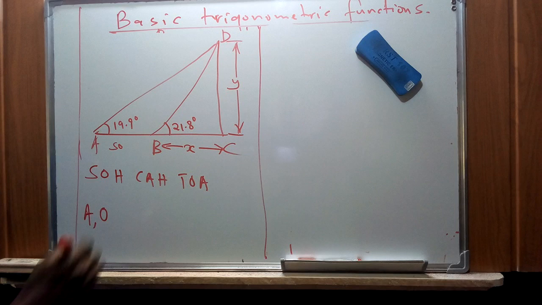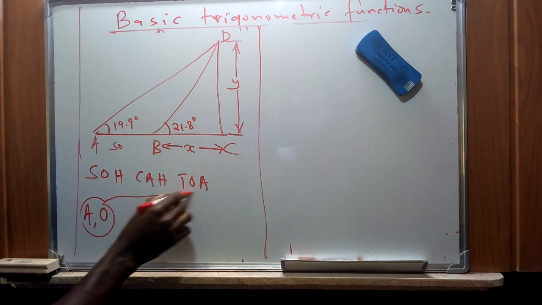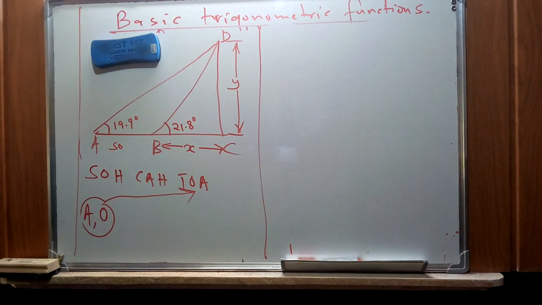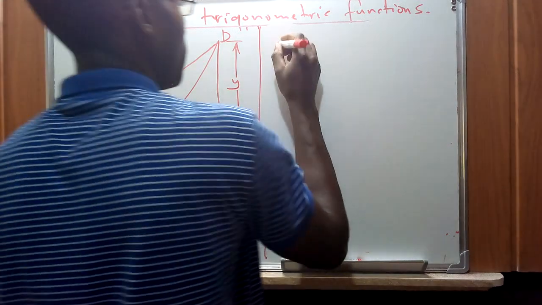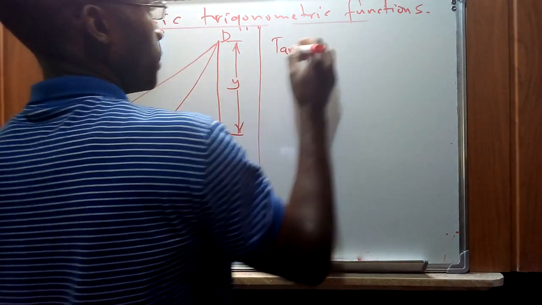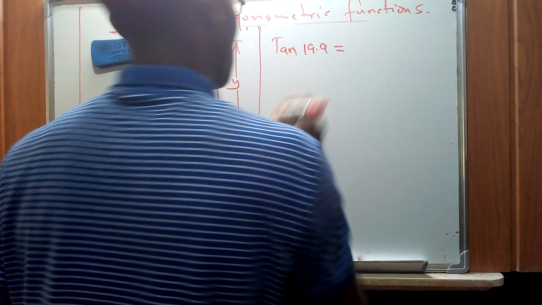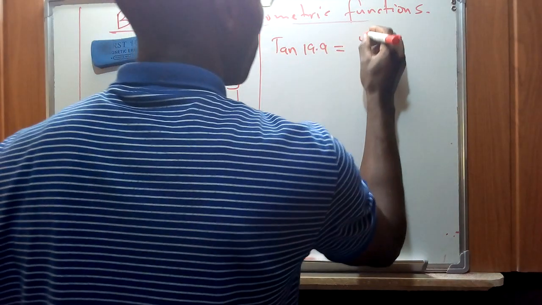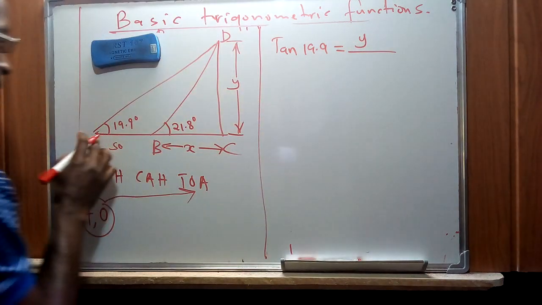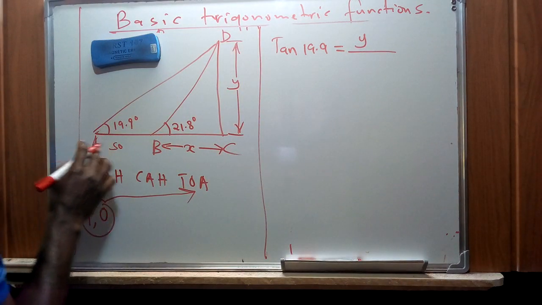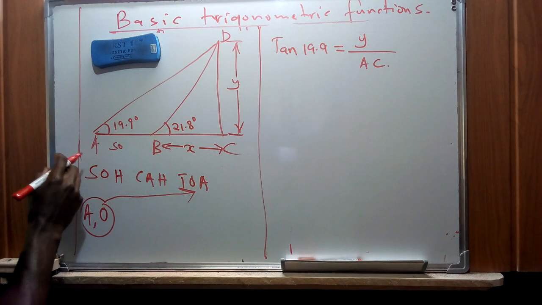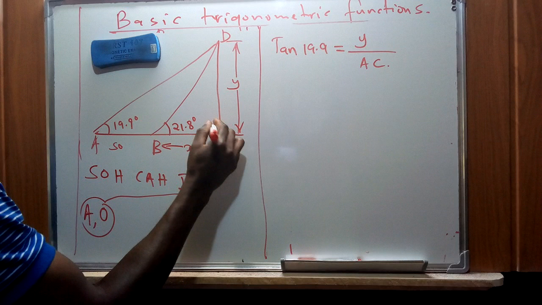Adjacent, opposite. If we try to see the relationship between these three, the tan bears that relationship of those two specific sides. So therefore we can say that the tan of the given angle, which is 19.9, equals opposite y over the adjacent. For this angle 19.9, the adjacent is going to be AC, to form a right triangle, as we said.